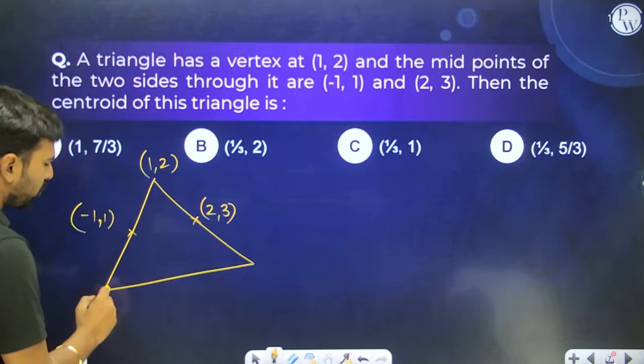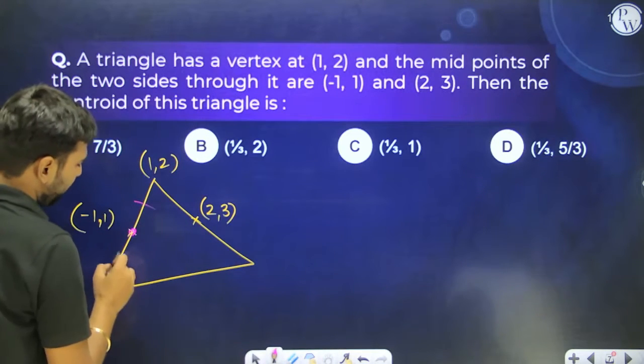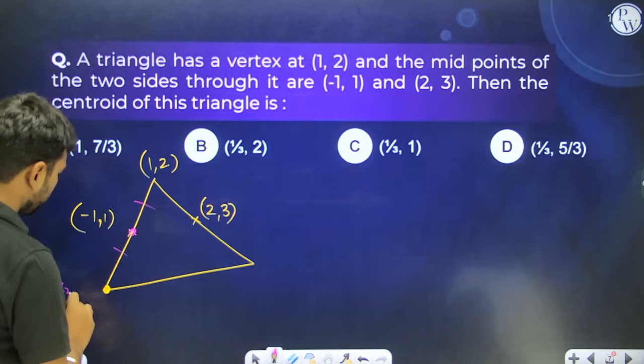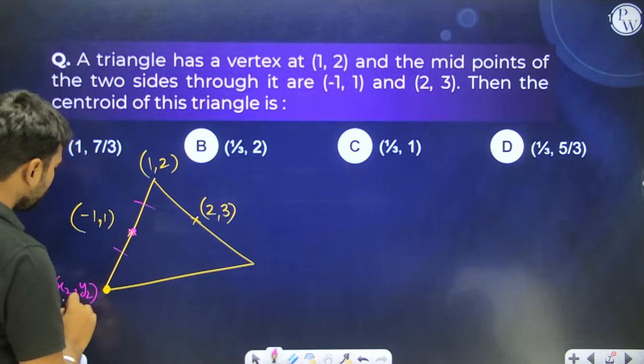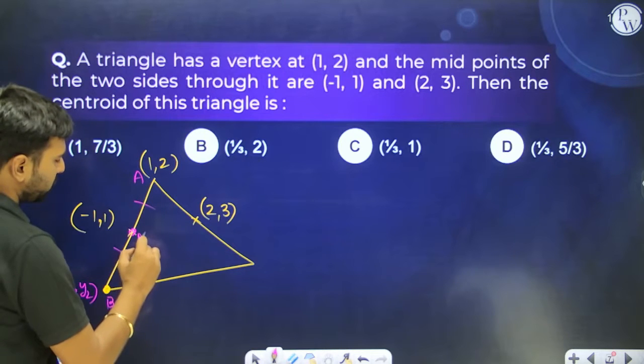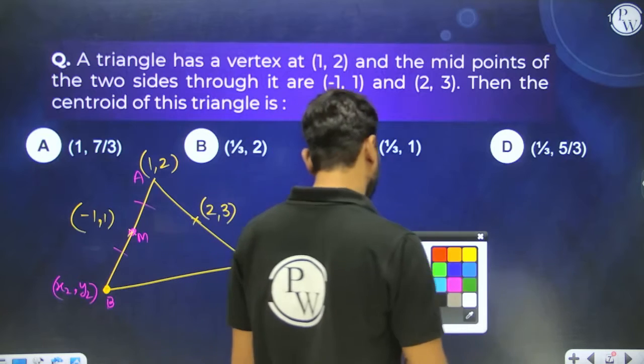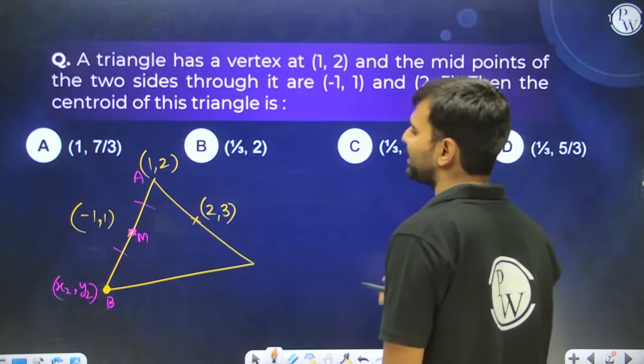Now, can I find out the coordinates of this particular point, since I know that this particular point is a midpoint? So this and this are equal. So if I assume the coordinates of this particular point as x2, y2, then the midpoint of A and B is going to be nothing but this point M. Yes or no? So we can apply the midpoint formula. I hope that you people remember the midpoint formula that you studied in class 10th as well.